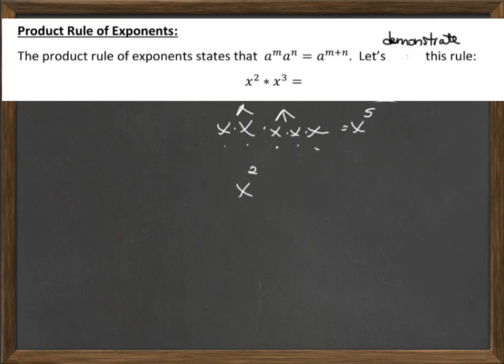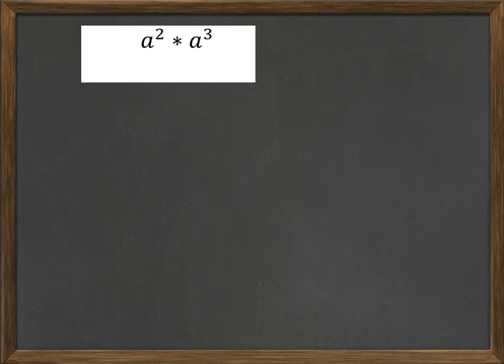Now you might notice that we could have gotten 5 much more quickly if we had just added 2 and 3, just added the exponents. So again, if you have two terms with the same base and different exponents, you can add those exponents together. And that's what the product rule tells us. So let's do another example.